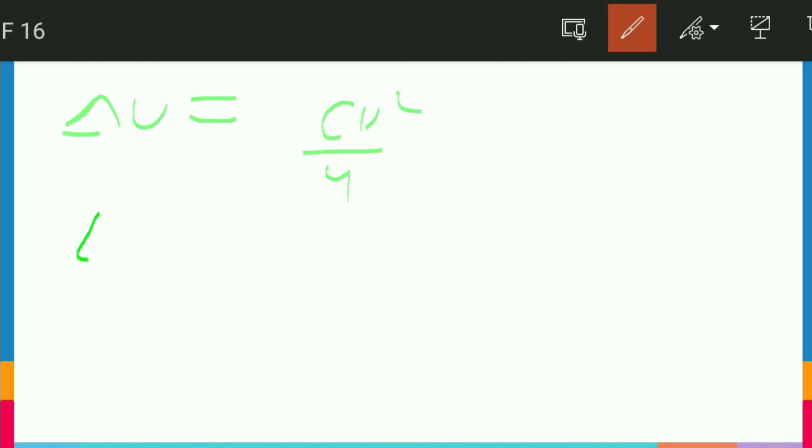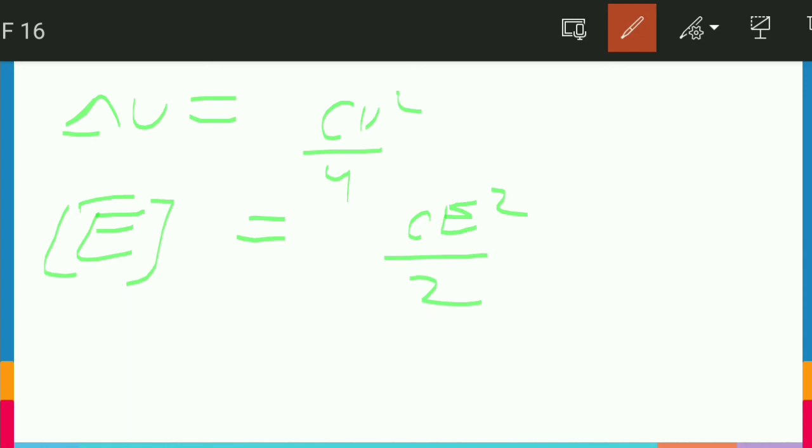Now, by energy conservation, as energy remains conserved, we have seen that the battery is doing work of how much? It was CE square upon 2, and this work of the battery must have gone into the increase of potential energy. Still, some of the energy has been left. So friends, can you guess where it has gone?